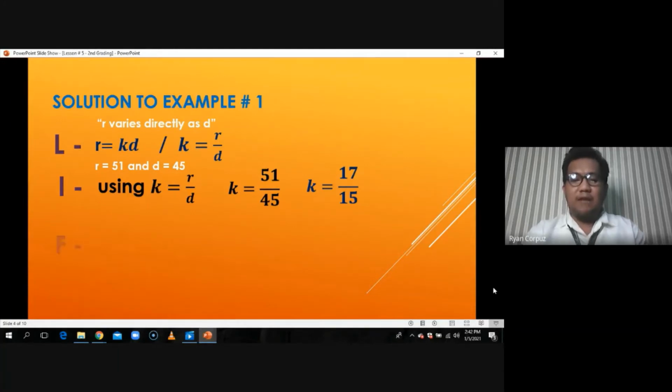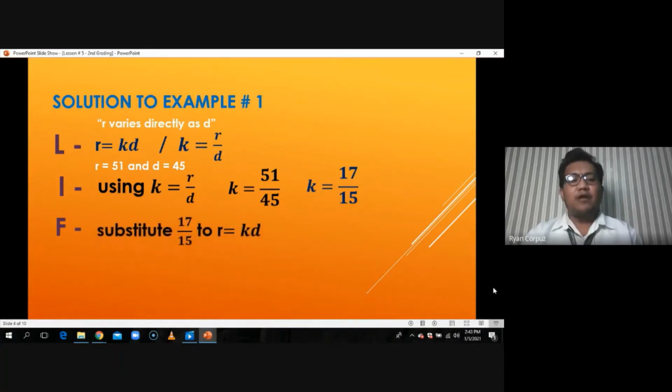Then since we already have the constant of variation, and with the application of step number 3, we are now going to substitute that 17 over 15 to what is R is equal to KD. That is that first form, that first equation that we translated. So yung first translation of this statement of variation, gagamitin na siya natin ngayon for us to find out the equation of variation. All you have to do is to substitute that 17 over 15 in place of K. So that will come up with R, which is equal to 17D over 15.